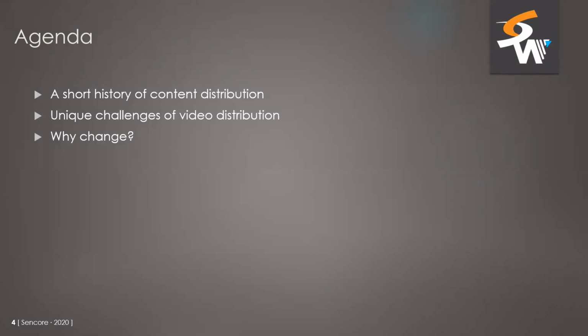And then the third one, where we'll spend most time, is why should we change? We've been doing video distribution for a long time already. Why should we change to IP or internet specific delivery? What are the advantages of that? What does it gain us? Things like that.